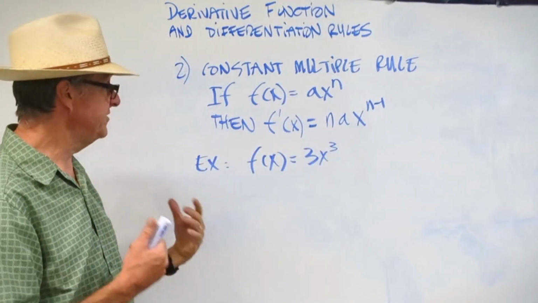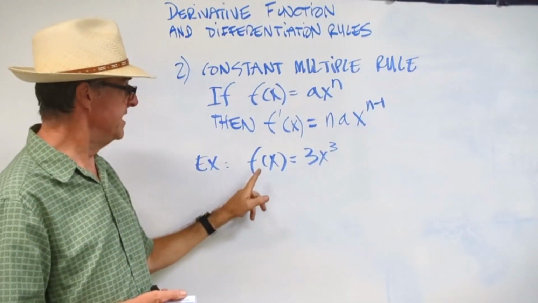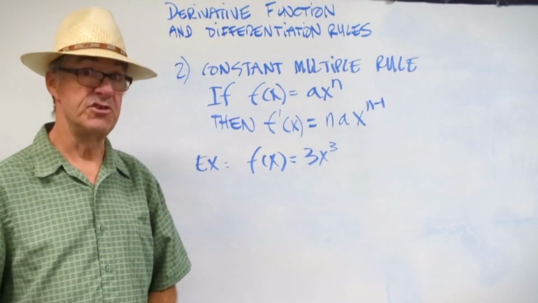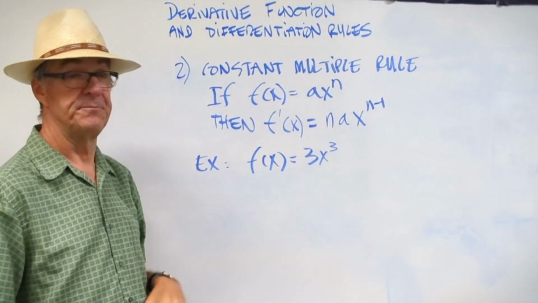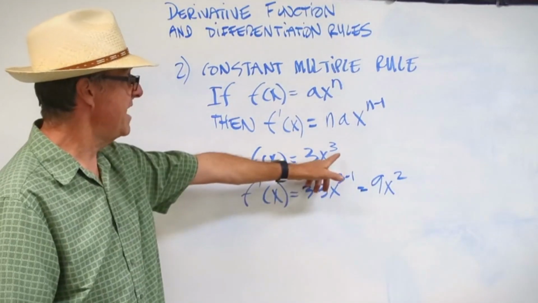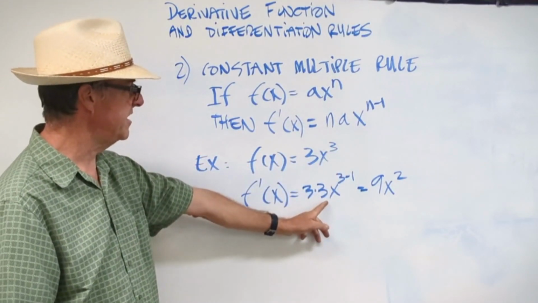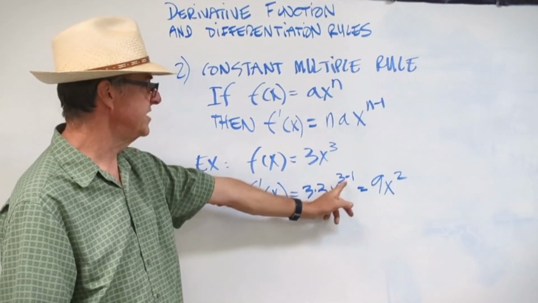So now pause the video and find this for me. f of x is 3x to the 3rd. Go ahead and find the derivative function of that one. So I just took my n and multiplied it by my a, so I have my 3 times 3 there, and then I'm reducing this by 1, so that's 3 minus 1.